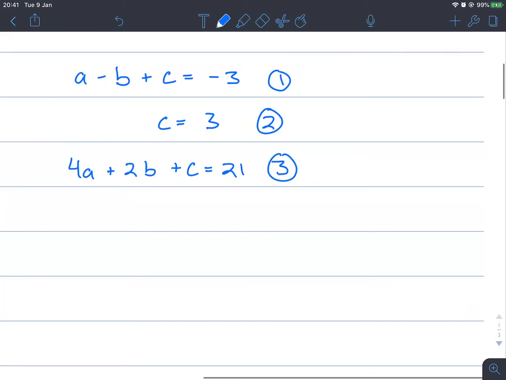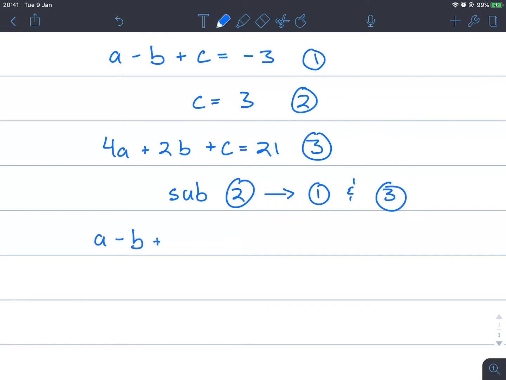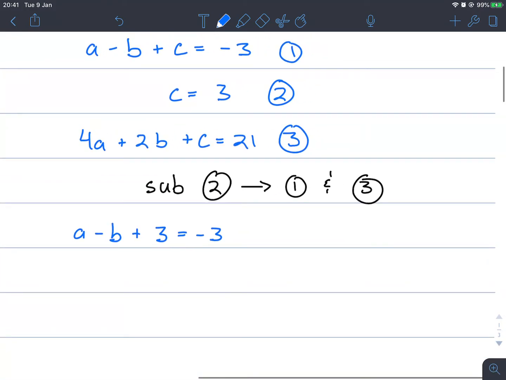Now consider this as a series of simultaneous equations. I'm going to substitute c equals 3, which is very straightforward, into equations 1 and 3. Here's my first equation: a minus b plus c is equal to -3, so a minus b plus 3 equals negative 3. This is my equation 1.